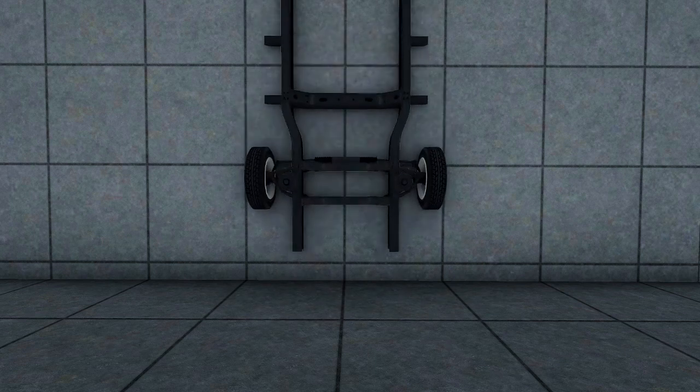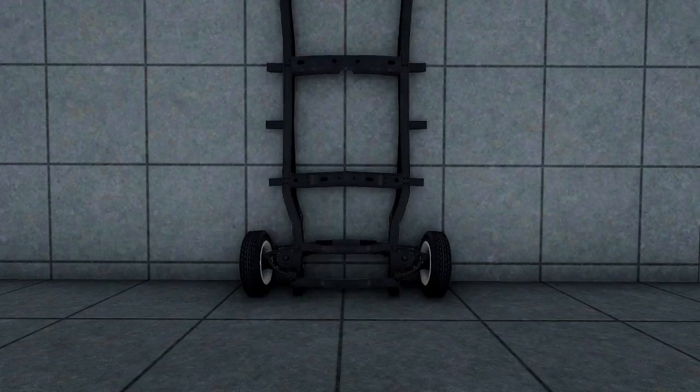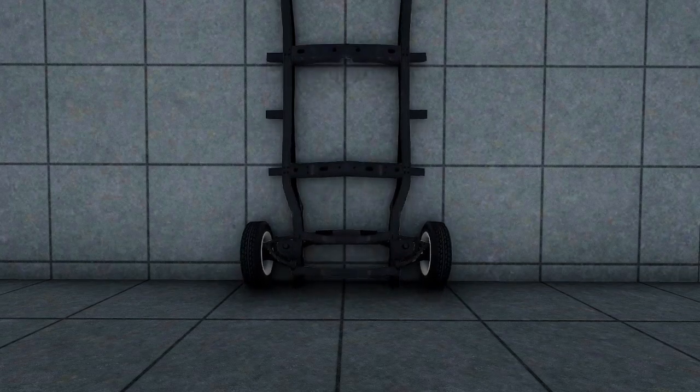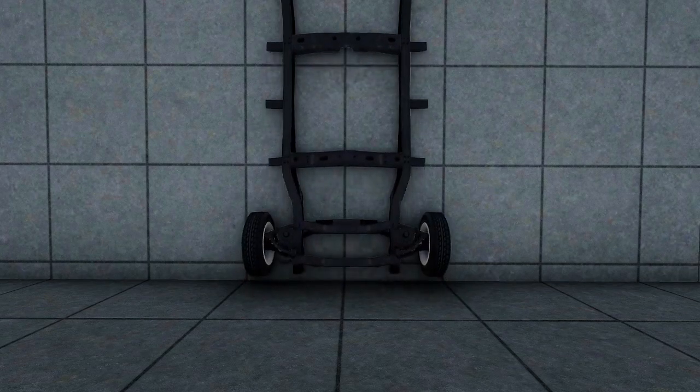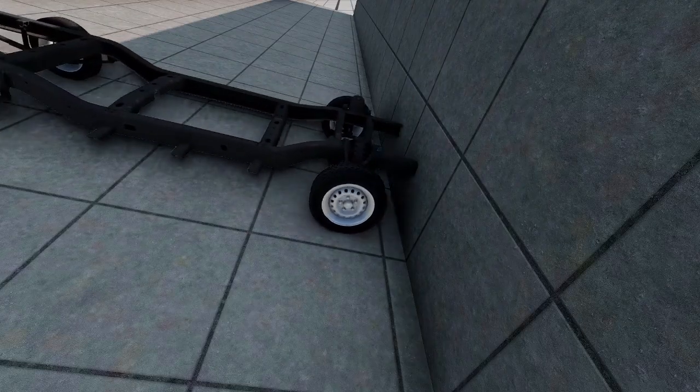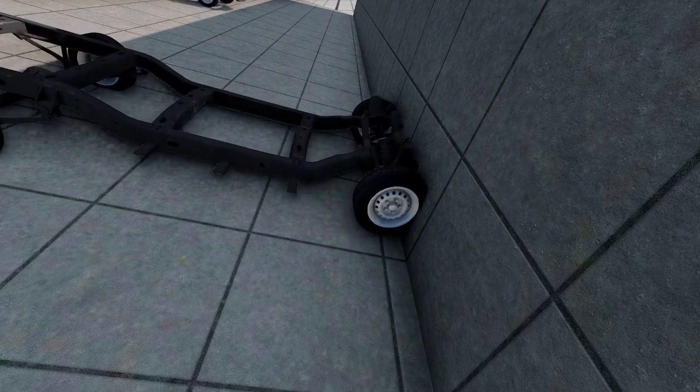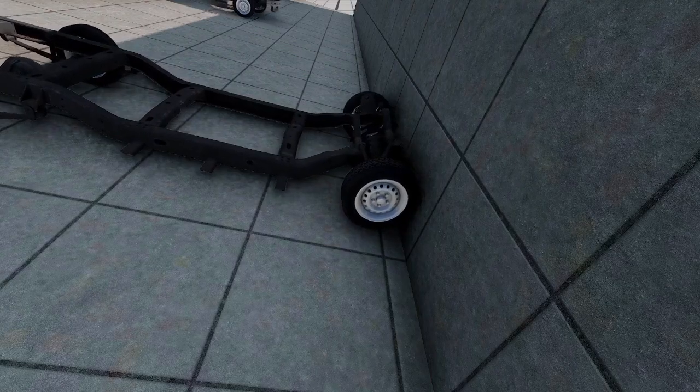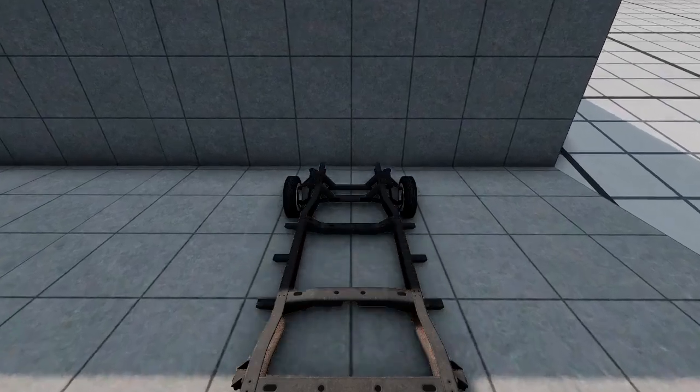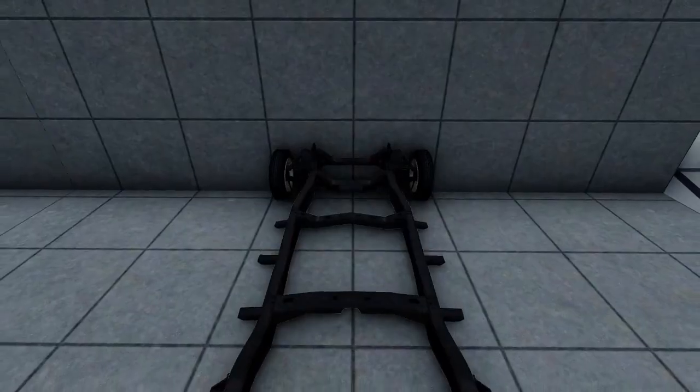Here is the ladder frame. Notice how it absorbs some of the impact, but also bounces backwards because it is only partially absorbing the impact. It is important to note that the body that would be on the ladder frame would also absorb some of the impact, but the whole vehicle would still bounce backwards like shown.